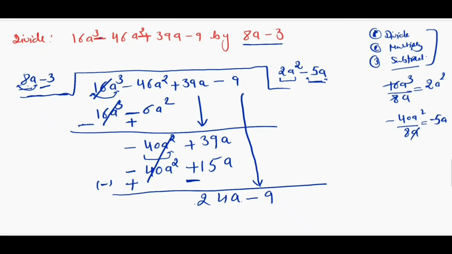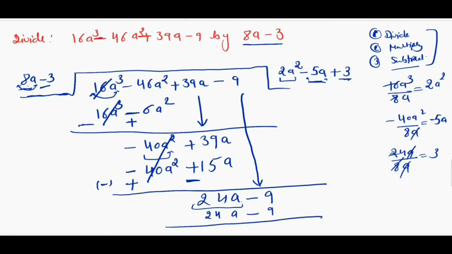So here again I have to divide this 24a with 8a. So I will get 3. So plus 3, so it will become positive 3. After that I have to multiply this 3 with all the terms of this divisor. So first 8a multiply by 3, so it will become 24a. Next negative 3 with 3, I will get negative 9.